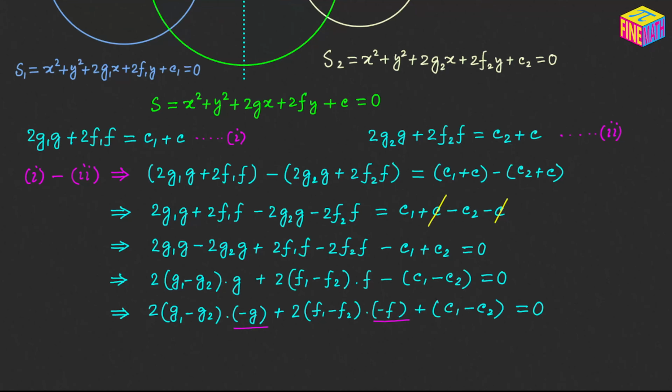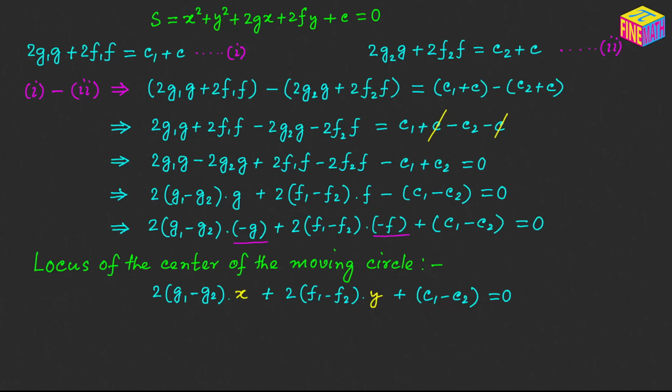Now if we try to find out the locus of the center of that moving circle, then we can simply replace the -g with an x and the -f with a y. Then let's see how that looks. The equation is going to look like something like this. Now if you carefully look at it, this looks like the equation of the radical axis of the two given circles. So as you can see, as soon as we determined the locus of the center of the moving circle, that locus is actually looking like the radical axis of the two given circles.